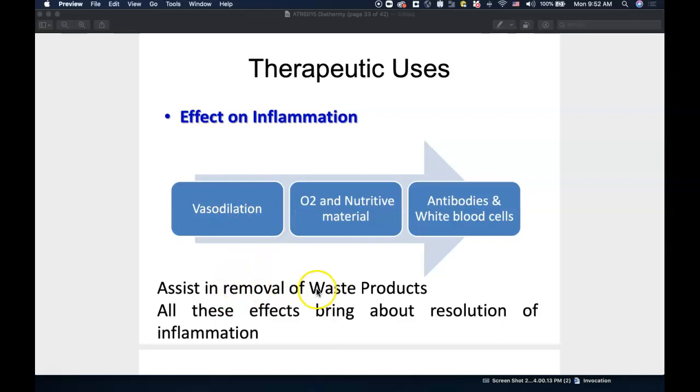One of the things that we see is this facilitation of the removal of the waste products, right? We bring in O2, we bring in those white blood cells, which I've mentioned over and over again. These three factors essentially lead to what? The resolution of inflammation. Increased vasodilation, infiltration of O2 and the white blood cells all lead to the reduction of inflammation over time.